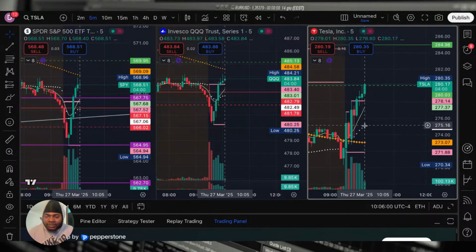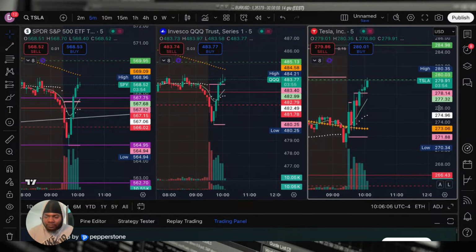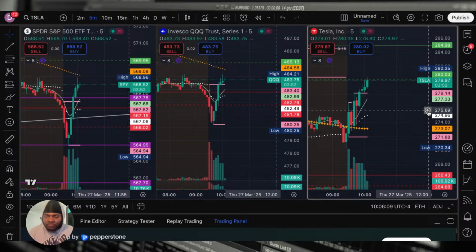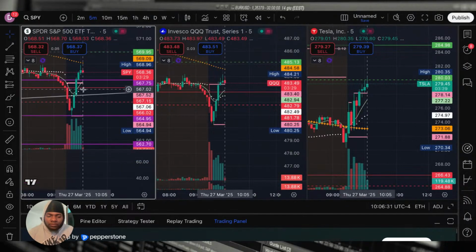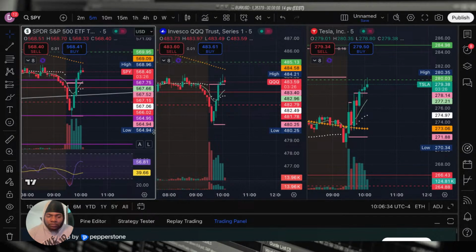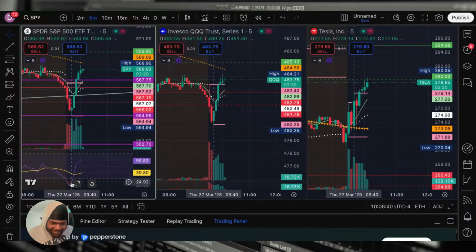Tesla, nice uptrend. Nice uptrend, damn. Check the RSI. Damn, that's what got me right there. That's what I should have been watching.